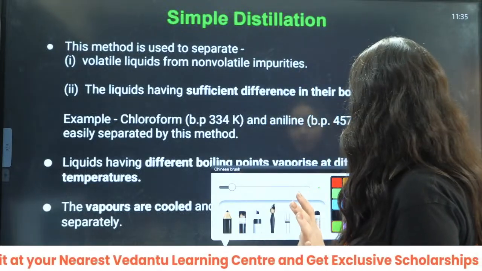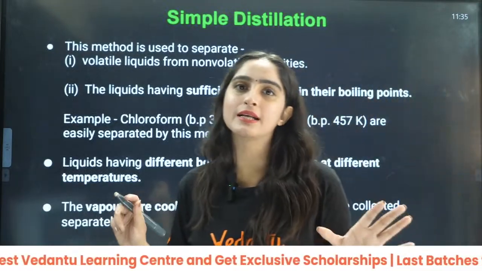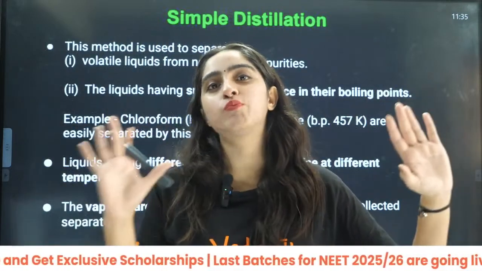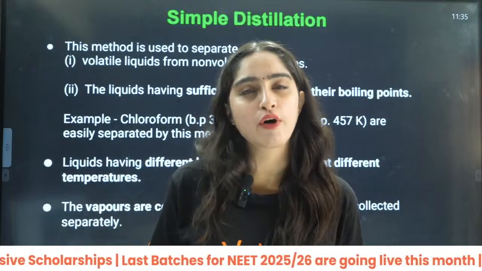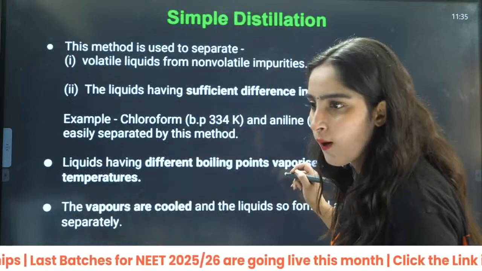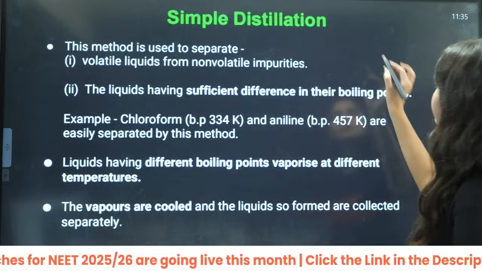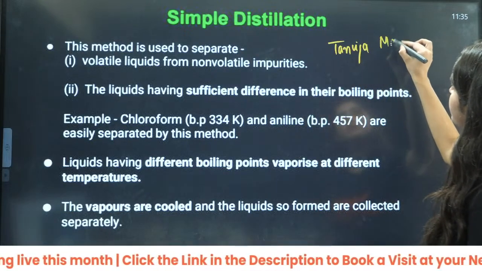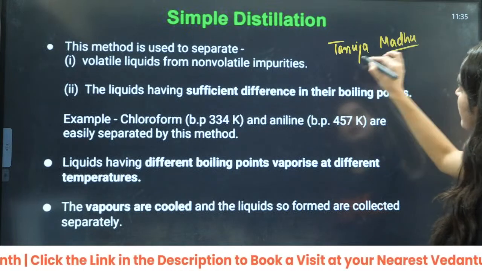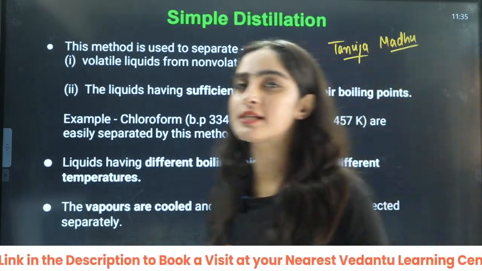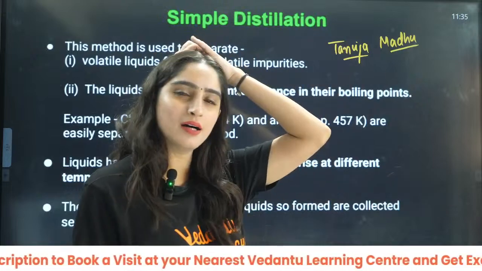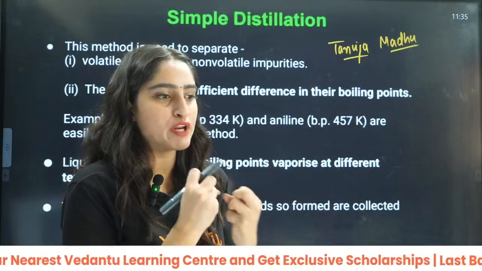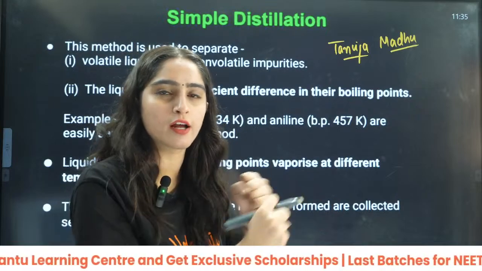So first is simple distillation. In simple distillation, first is how much difference in boiling point you should have, right? For example, this is your Tanuja and this is Madhumati, okay? Now Tanuja is like, ma'am, I want to boil at a very low temperature. For example, Tanuja is very, very fast, okay? She is running.